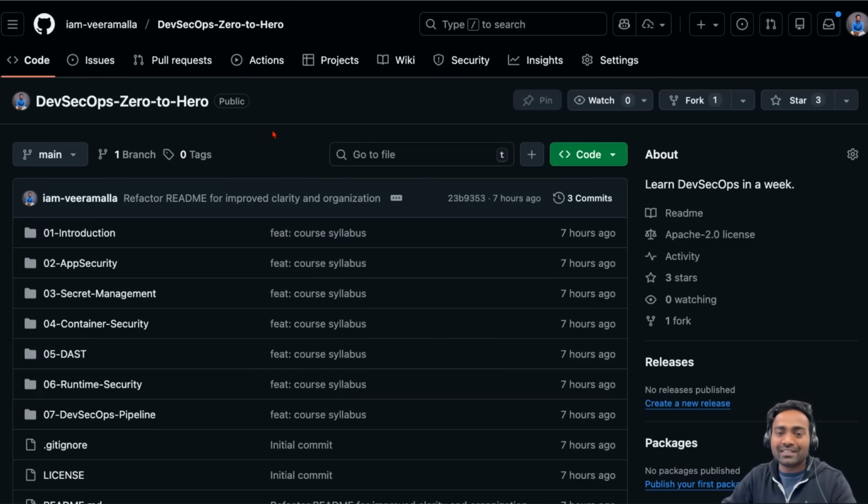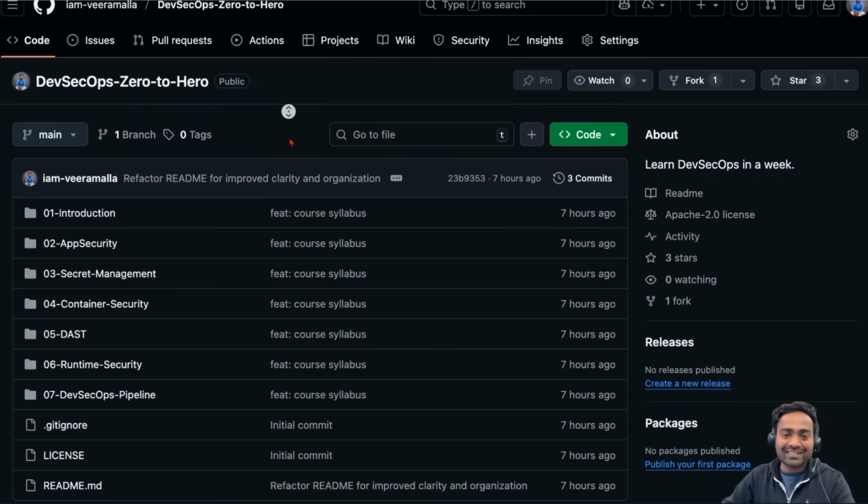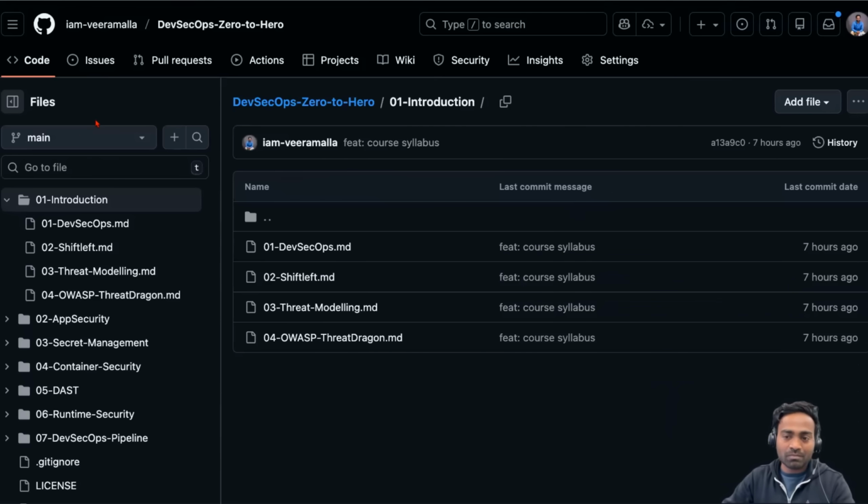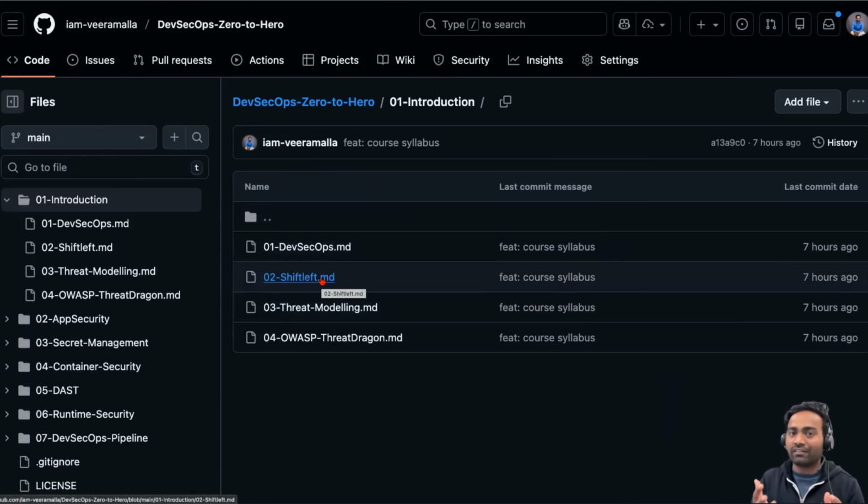So, as I told you, this is going to be a 7 day series. We will start with the introduction first, where you will learn what exactly is DevSecOps. You will learn the shift left mindset. This is very important because a lot of people think DevSecOps is a set of tools, but it is actually a culture. It is a mindset. So in the very first lecture of this series, we will understand the shift left mindset.